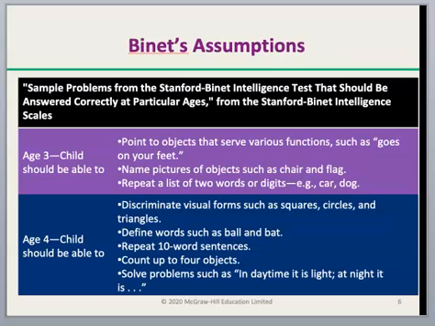So here are some examples from the Stanford Binet Intelligence Test. For example, at age 3, the child should be able to point to objects that serve various functions, such as what goes on your feet, right? Point to a pair of shoes and know that it goes on your feet. Name pictures of objects, such as a chair, flag, whatnot. Repeat a list of 2 words or digits, right? Car, dog, whatnot. And you can see there for age 4.